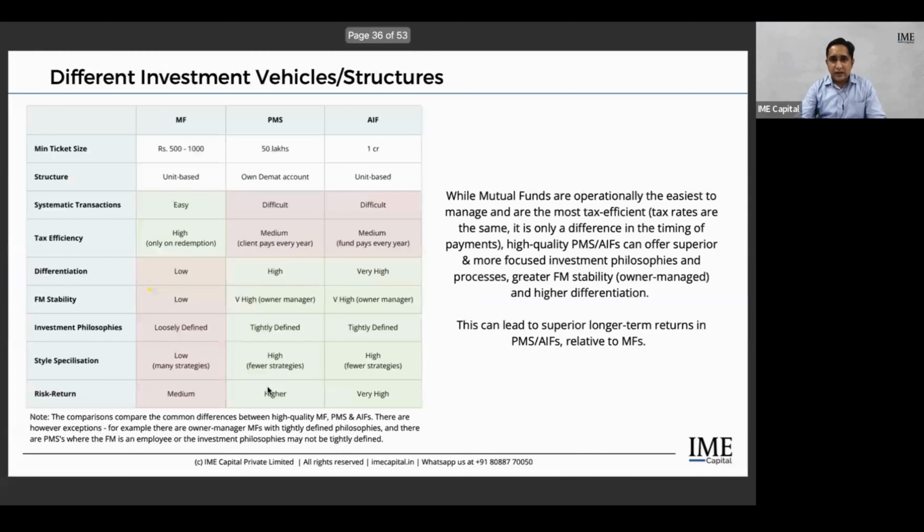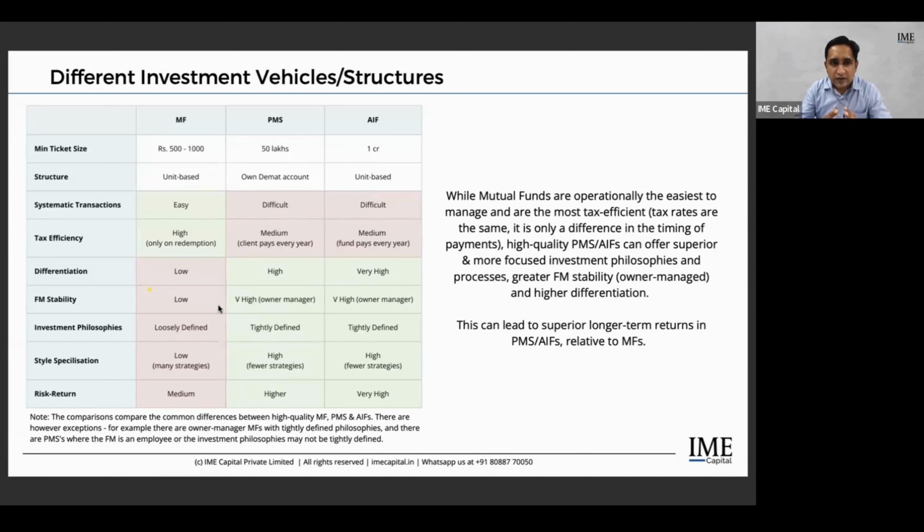Now, this is something else which is a very important discussion, right? The different structures: a mutual fund versus a PMS versus an AIF. We don't really have time to delve in great detail into the different choices of structures, but just to let you know, this is a very, very important choice. Within equity, you have a choice between an equity mutual fund, equity PMS and equity AIF. Which should you go with?